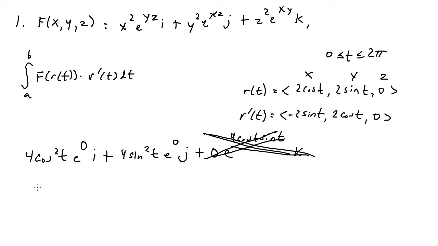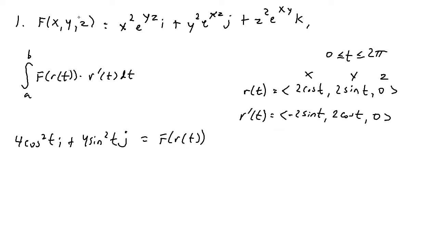So what we have left is 4 cosine squared t, e to the 0 is 1, times i, plus 4 sine squared t, e to the 0 is also 1 once again, times j. So once again, that is going to be equal to f of r of t.